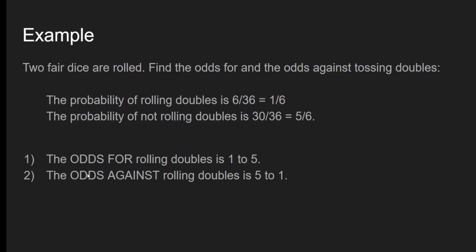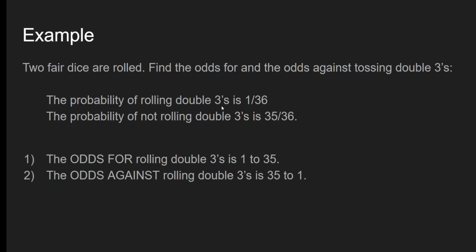The odds against, you would switch the numbers. So if you know that the odds for something are 1 to 5, then the odds against would be 5 to 1. So this is saying 5/6 of the time you will not roll doubles, and then 1/6 of the time you will roll doubles. To get that denominator, you can add the numbers together, and that's how I can tell that this is really 5/6 to 1/6.